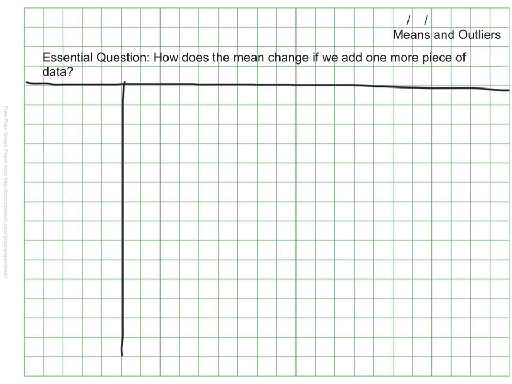By now, we all remember what the mean is, right? It's the measure of center that you get when you combine all of the data and then redistribute it evenly. So what we're thinking about now is what will happen to our mean if we add one more piece of data. Will the mean change?